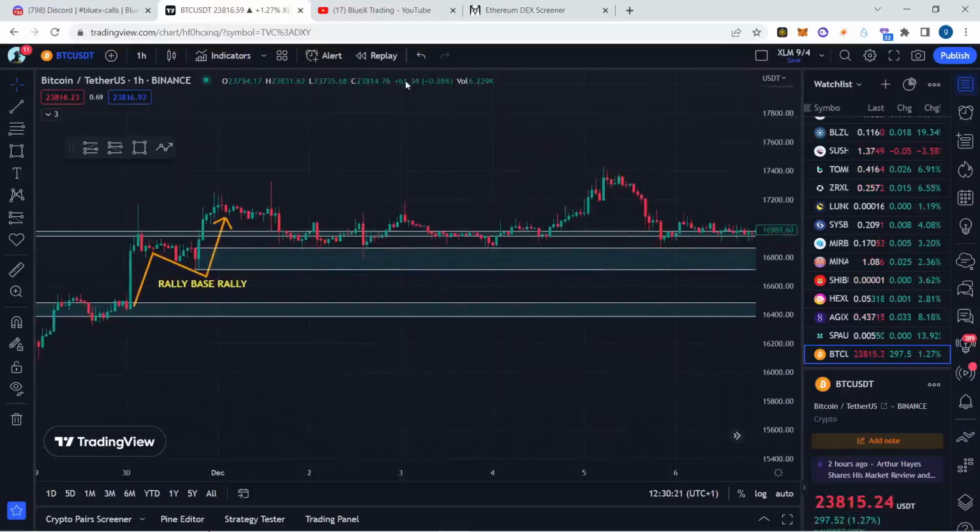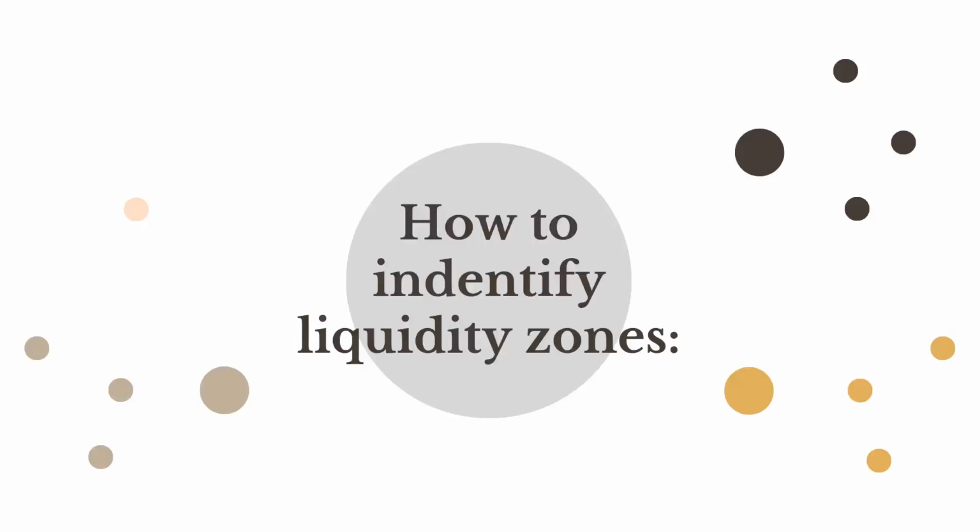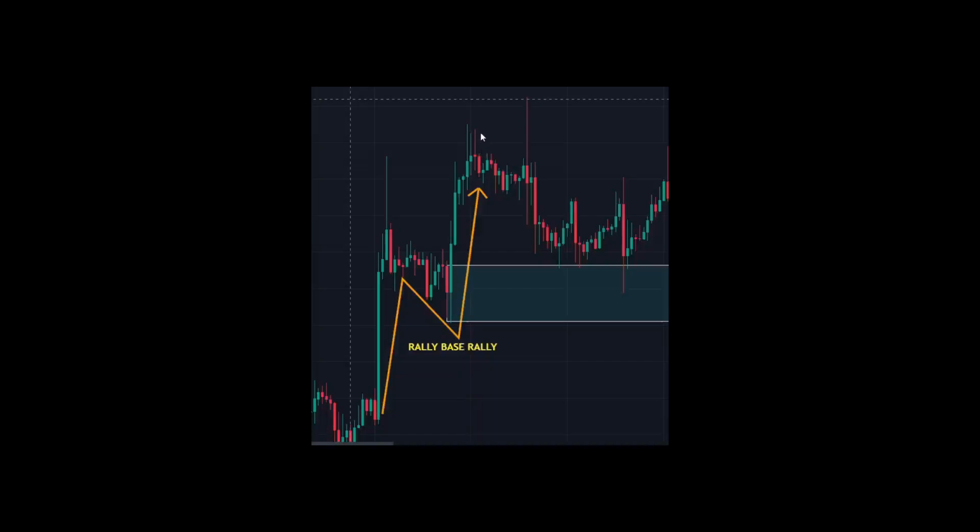All right. So how do we exactly identify liquidity areas? Well, we have four types of liquidity. The first one is rally base rally, and the liquidity is at this point right here. In this case it will be this red candle, and we take the body and the lower wick. We take a bit more, because we take the wick of the next candle if this wick is higher than the previous one.